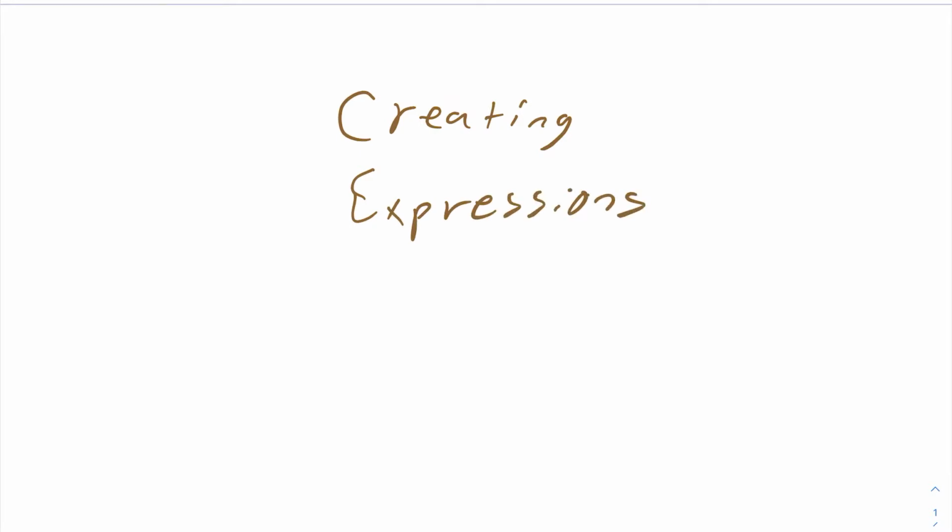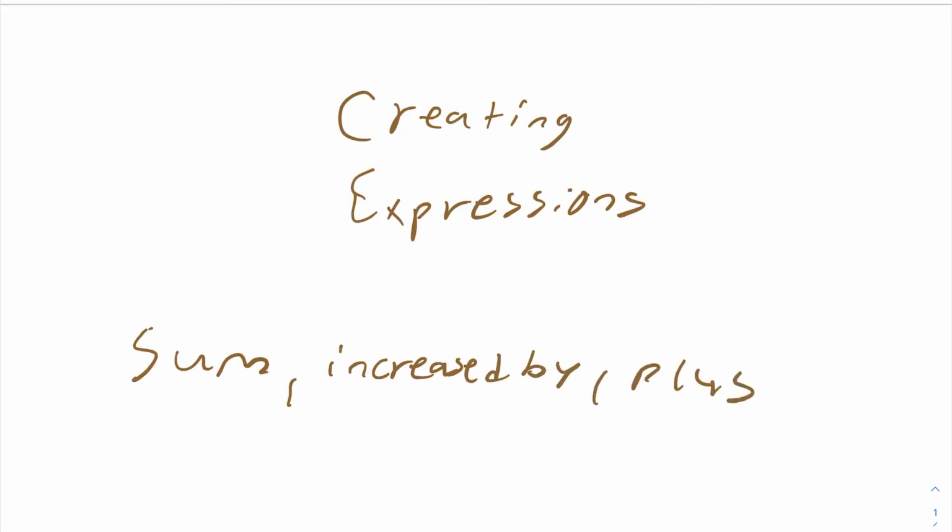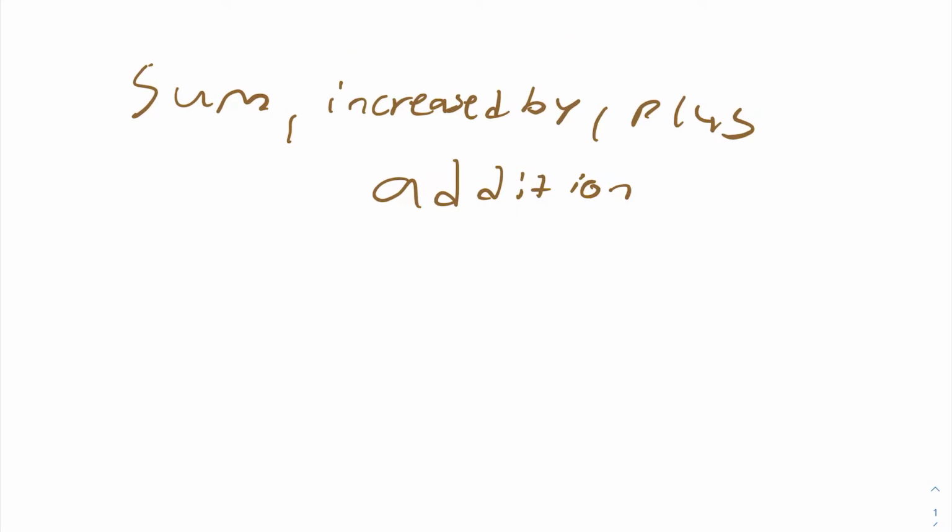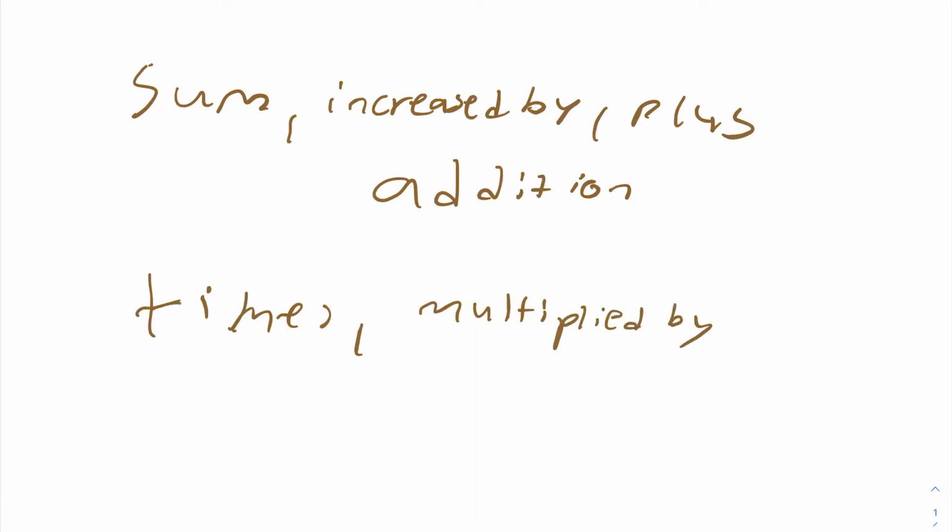Okay, so how do we do this? When we want to translate a verbal phrase into a mathematical expression, we can look for words that indicate a mathematical operation. For example, words like sum, increased by, and plus indicate that we're going to be using addition. And words like times and multiplied by indicate that we're going to be using multiplication.